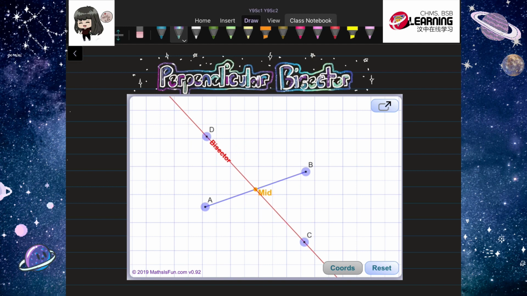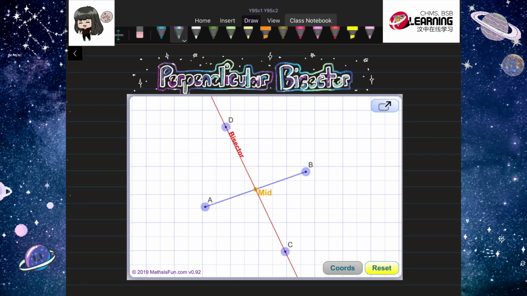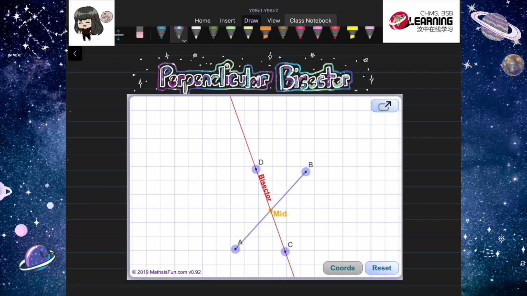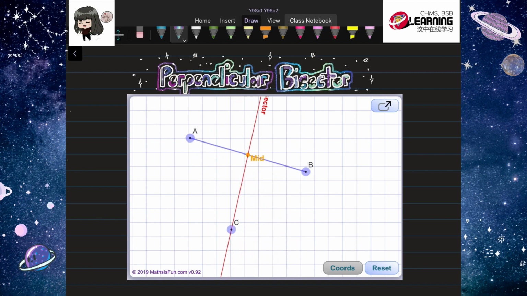You see the perpendicular bisector. Like this is only a bisector. Like this is only a bisector. But when it comes to a perpendicular bisector, it must be like this. Let's check if it's like this. A perpendicular bisector will be 90 degrees like this. So this CD is a perpendicular bisector.